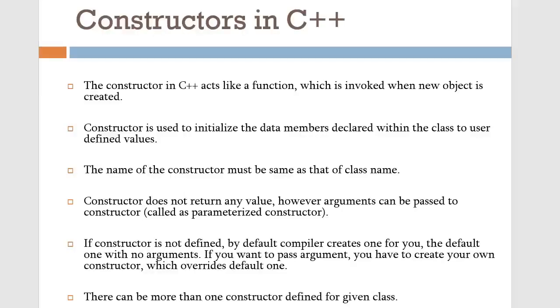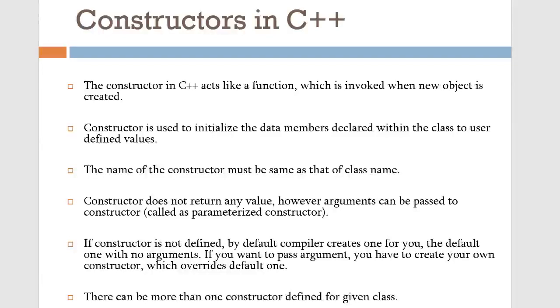Let's discuss the remaining points about the constructor. The constructor does not return any value. However, arguments can be passed to a constructor and it is called a parameterized constructor. We cannot return any value from a constructor, but we can pass an argument to a constructor, and it is then called a parameterized constructor.